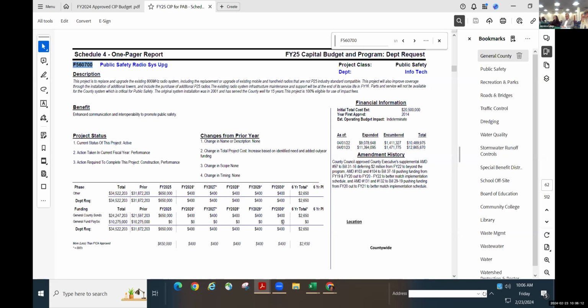It says 2001, then it says fiscal year 16. And then it says the project is 100% eligible for use of impact fees. I'm confused. Are you able to see the one pager? Yes. Can you clarify the funding, the amendment history? I think that is what you were reading?